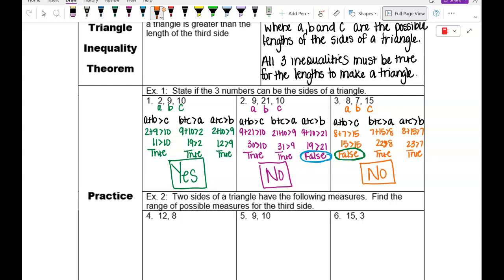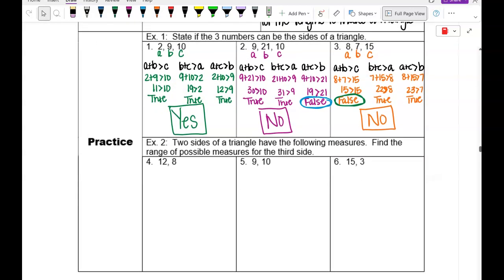So that's one possible way to use this theorem, is to be given 3 lengths and check, can they make a triangle? The other way that this theorem is used is if we have 2 lengths of sides of a triangle, can we determine what would be the range of values? We cannot determine the exact value of the third side based on this little bit of information, but we can determine what numbers it would have to be between to make the triangle inequality theorem true. So it says, example 2, 2 sides of a triangle have the following measures. Find the range of possible measures for the third side.